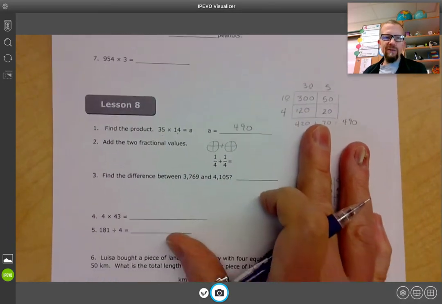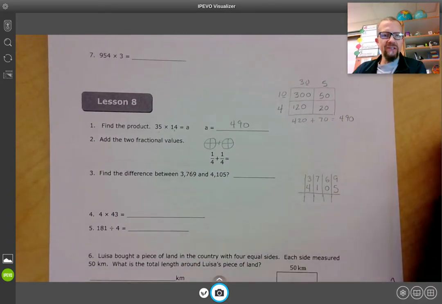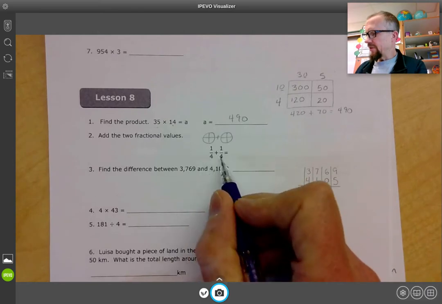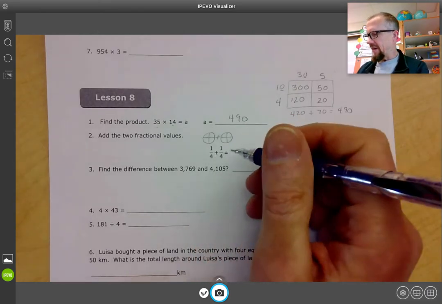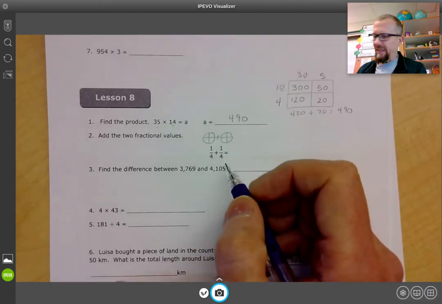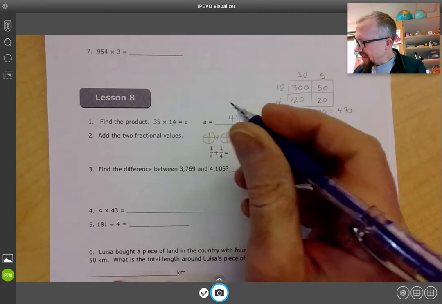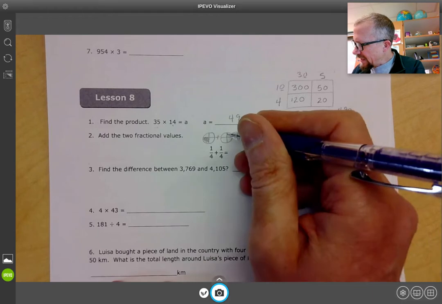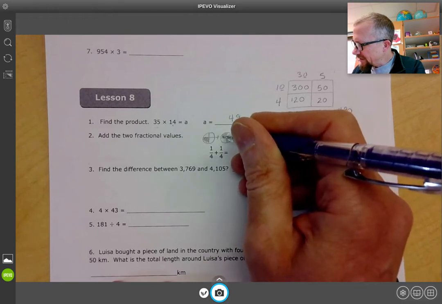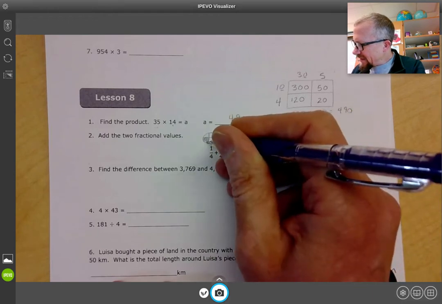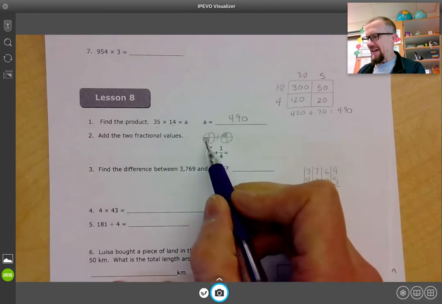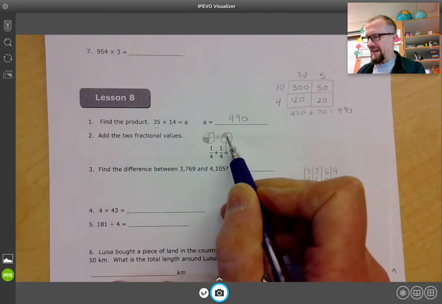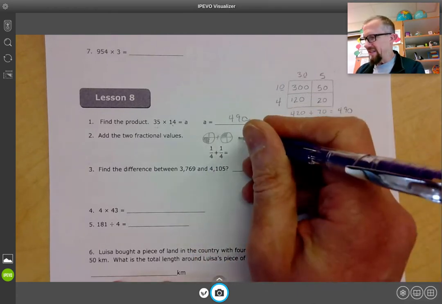Okay, let's do number 2. We're going to add these fractional values. A fourth plus 1/4. Now, we've talked earlier about how a visual will help. So I drew 2 circles and I divided them into fourths. And let me see, I will shade in a fourth of this one and a fourth of this one. And when I draw these pictures, it's pretty easy to see that if I added this fourth with this fourth, I just end up with 2 of these fourths, right?